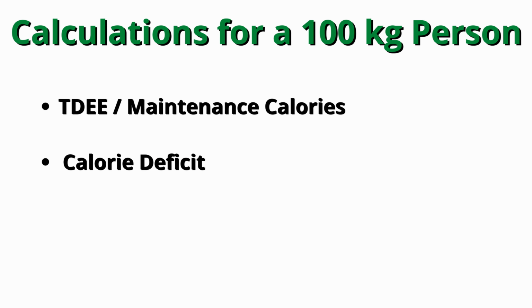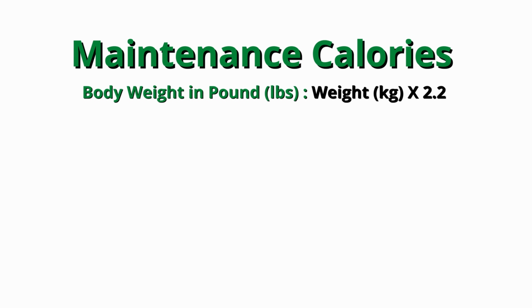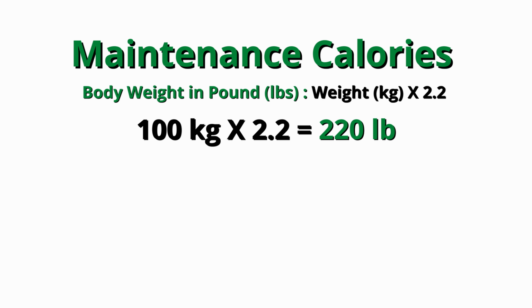You need to understand you cannot accelerate your fat loss process by creating a very high calorie deficit or eating way too little. So let's start with an example of a 100 kg person. We will calculate his total daily energy expenditure and the calorie deficit that he should start with. So for this 100 kg person, we will find out his weight in pounds. We will multiply 100 by 2.2, which gives us 220.